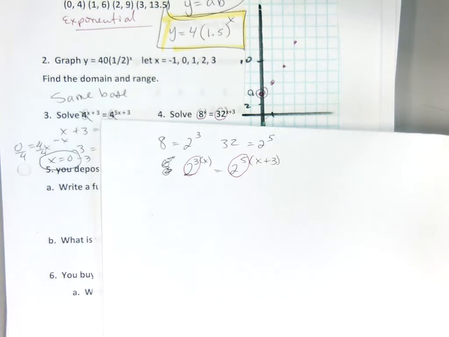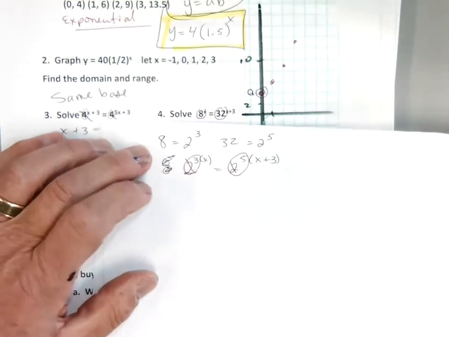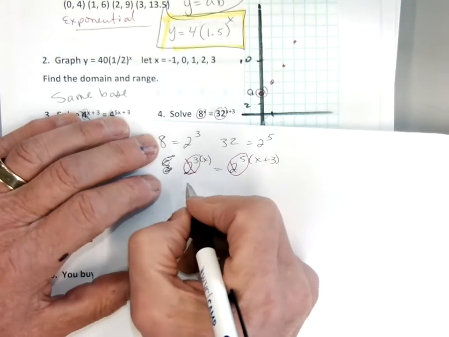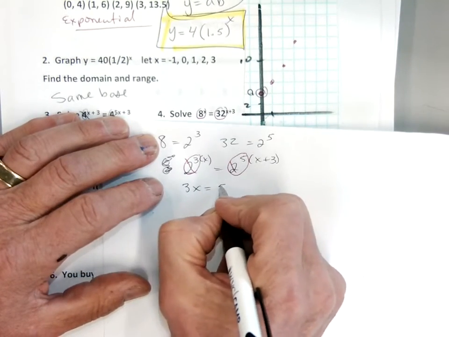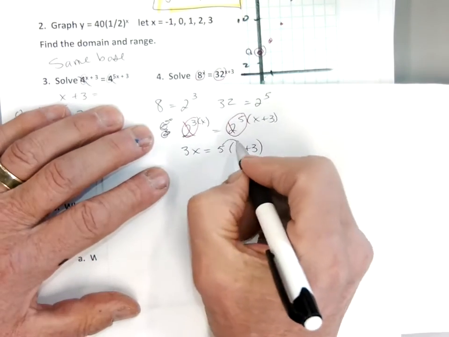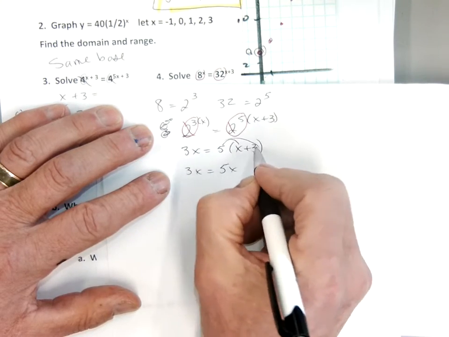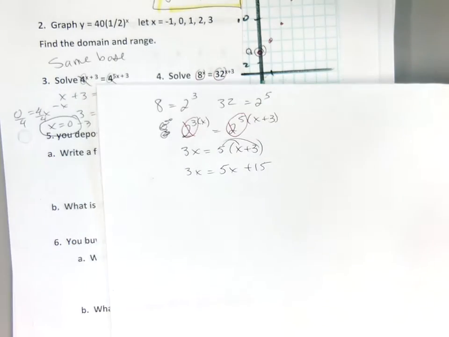All right? Now, what I'm going to need to do then is just get rid of the 2s, right? Boom, the 2s are gone. Because I have 2 to something, 2 to something. And then I'm just going to solve. I have 3x equals 5 times x plus 3, right? I'm going to distribute: 3x equals 5x, 5 times 3 is 15. Okay.